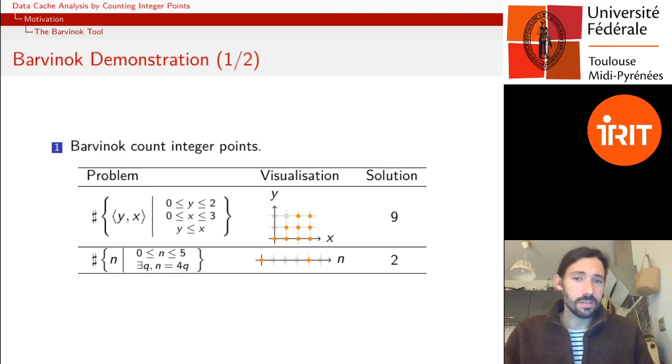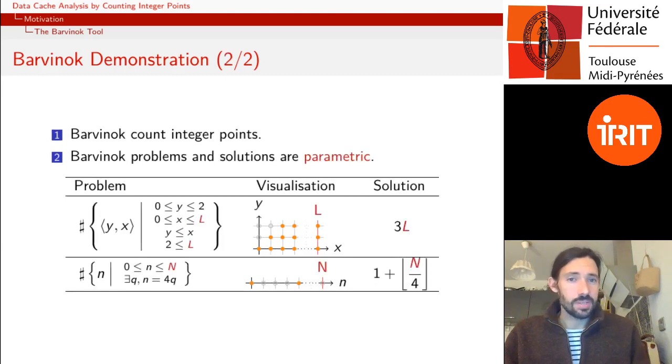I illustrate 2 problems. In one problem we have a rectangle from which we remove a triangle, and we ask Barvinok to count the number of points within it. It says 9. In the second problem we've got a line, and using an existentially quantified variable we can take a subset of this line, meaning the points which are multiples of 4. And Barvinok will tell us that the solution is 2.